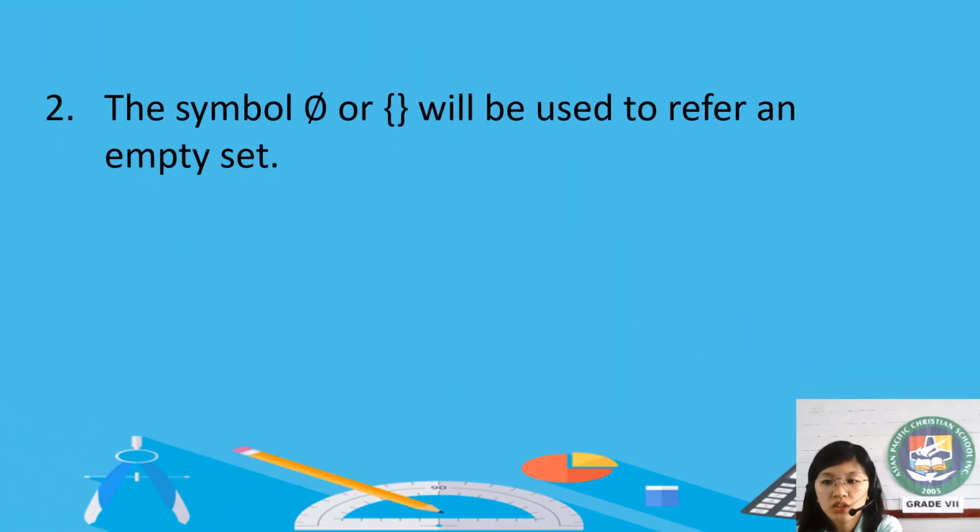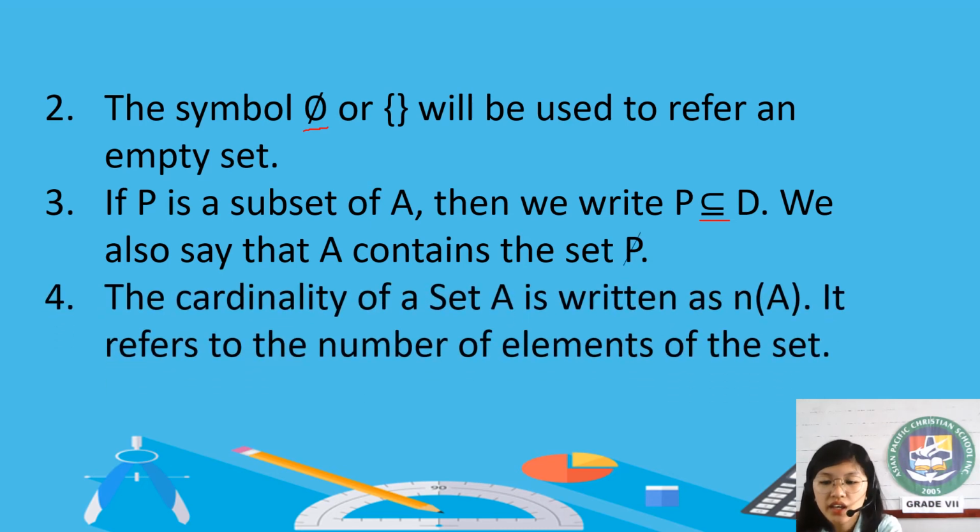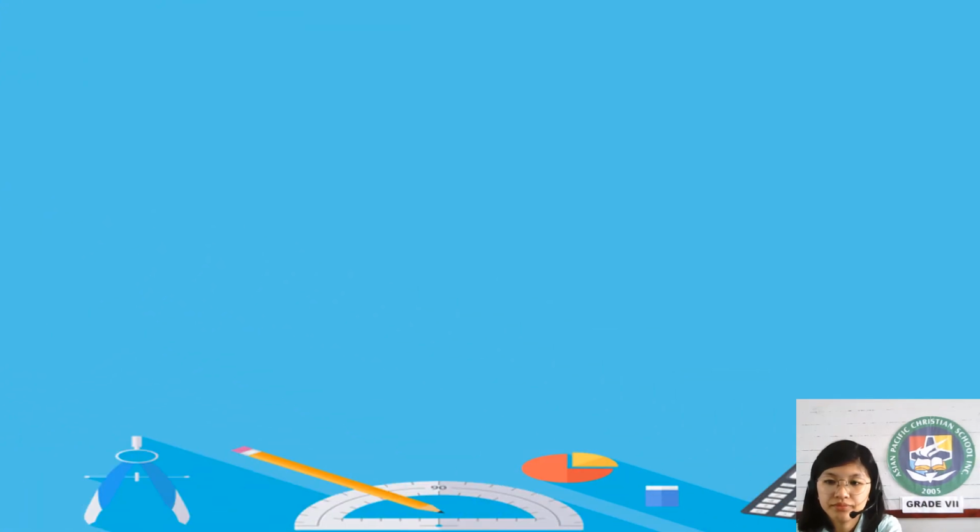Second, the symbol, ito yung null, or yung dalawang brackets, will be used to refer to an empty set. And next, if P is a subset of A, then we write P, then itong symbol na ito, yan ang tinatawag na subset of. And we also say that A contains the set P. And next, the cardinality of a set A is written as n of A, and it refers to the number of elements of the set.